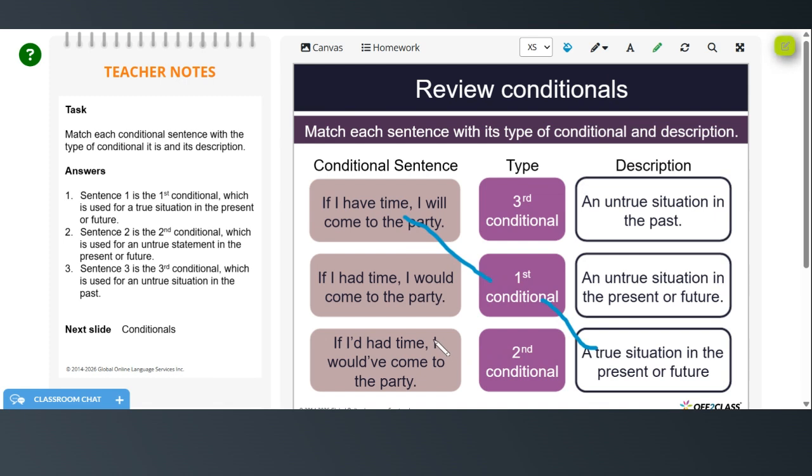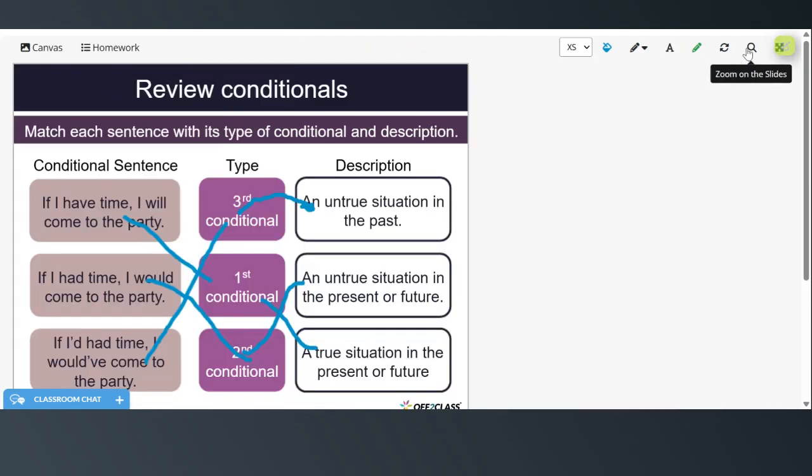Number 2, if I had time, I would come to the party. That is a second conditional, which is used for an untrue statement in the present or the future. And if I'd had time, I would have come to the party. That is a third conditional, and it's used for an untrue situation in the past.